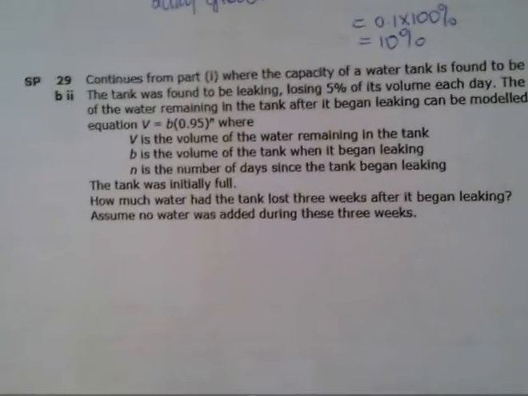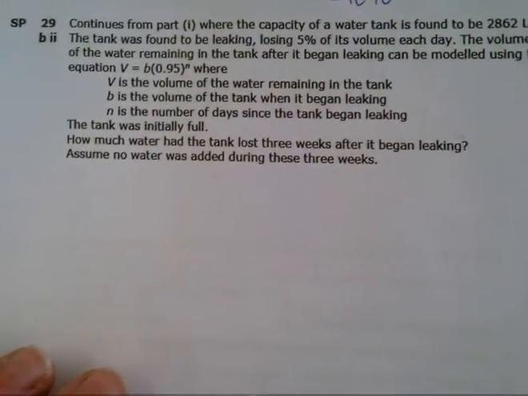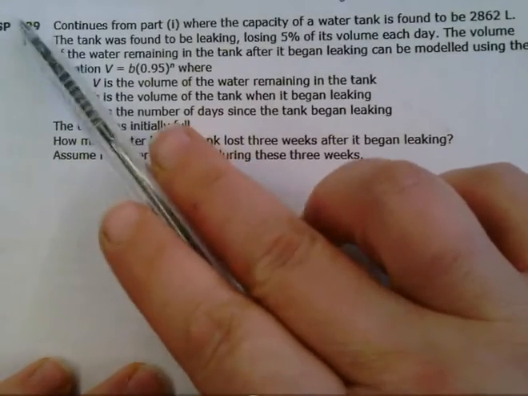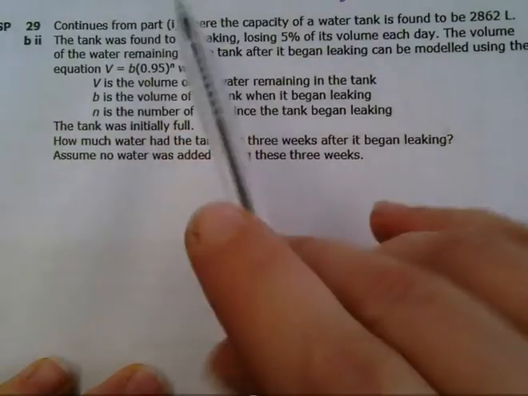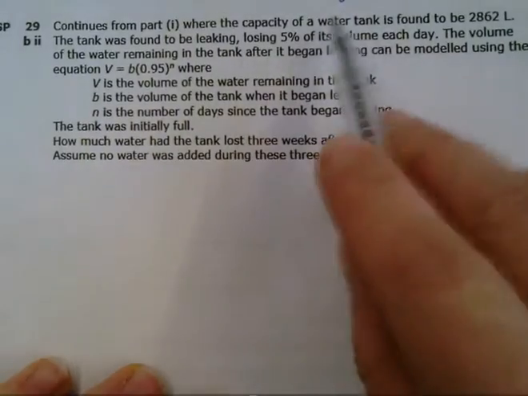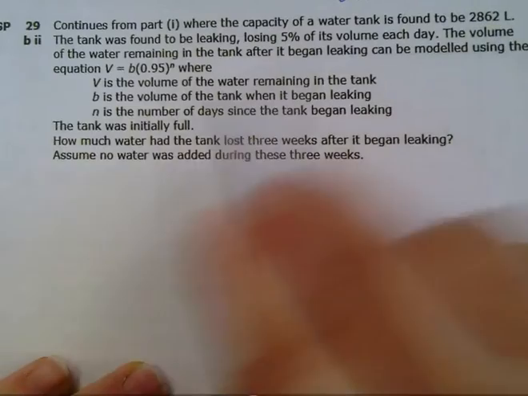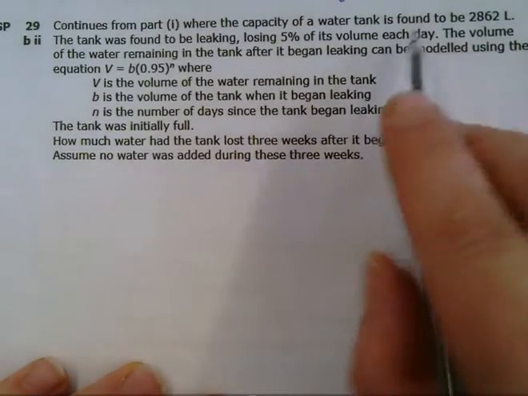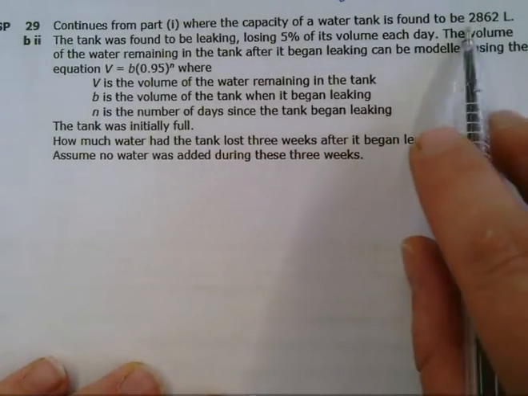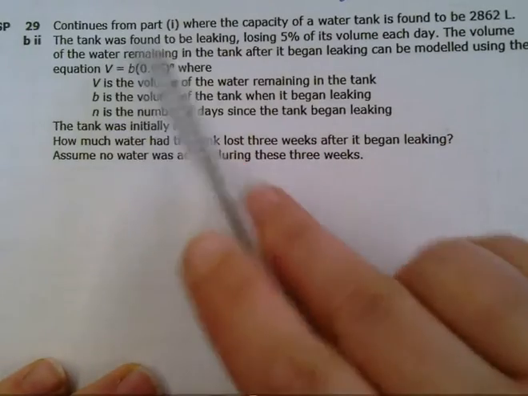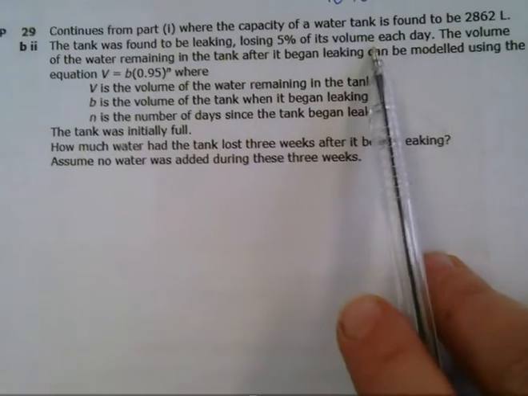All right, now, this question continues from some other question, which we don't really need. So this is from the specimen paper, question 29. It continues from part 1, where the capacity of the water tank is found to be 2862 litres. Now, we've got a water tank with 2,862 litres. The tank was found to be leaking, losing 5% of its volume each day.